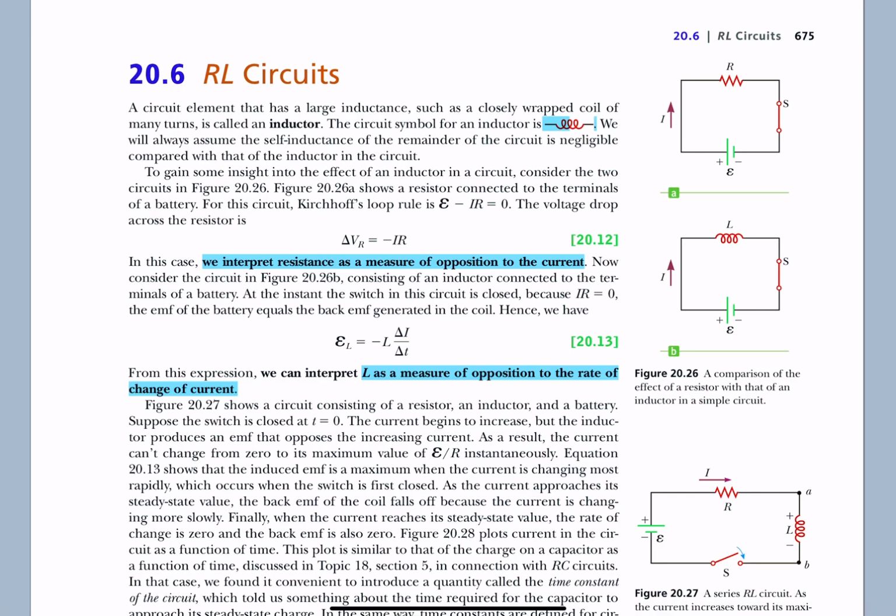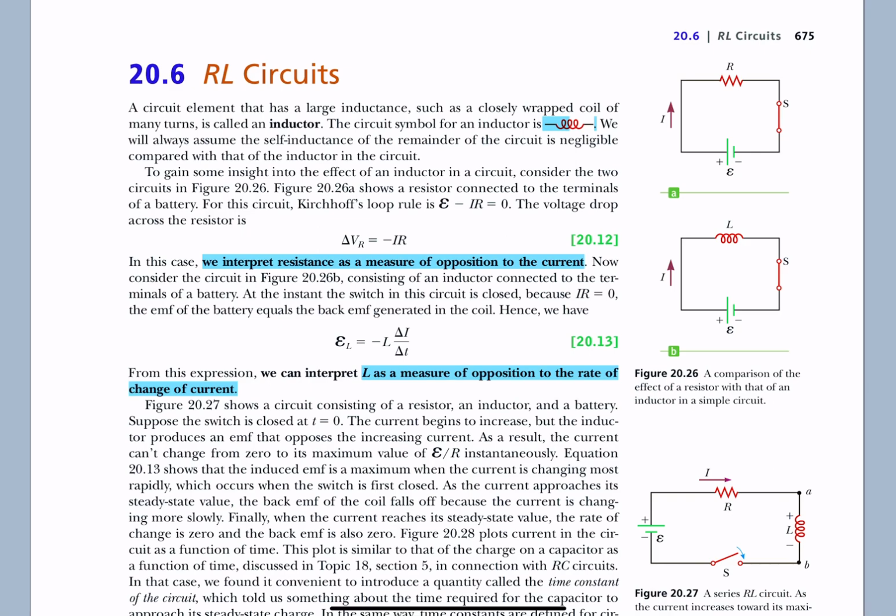It chokes the current. It keeps the current from getting too big or too small too fast. And it's all because of the back EMF. And back EMF is that pushback you get, as explained with Lenz's law. That's the reason for that negative sign in equation 20.13.